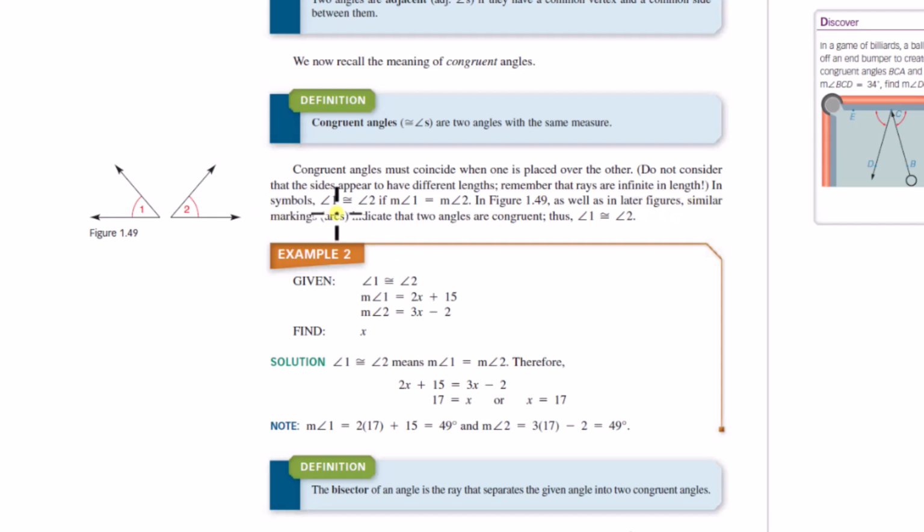In symbols, angle 1 is congruent to angle 2 if the measure of angle 1 is equal to the measure of angle 2. In figure 1.49, as well as in later figures, similar markings indicate that the two angles are congruent. There's the congruent symbol, for the two angles as figures. But measure means numbers, so you put the equal sign. Congruence is like the parallel of equals, but with figures. As we go through geometry, this marking is a way of indicating congruence of angles.